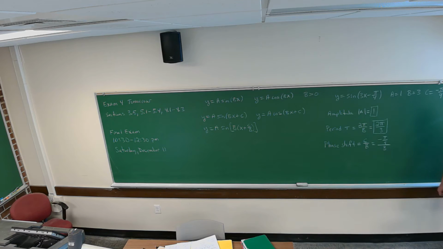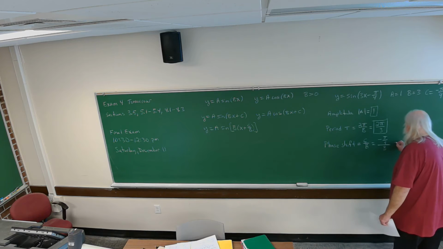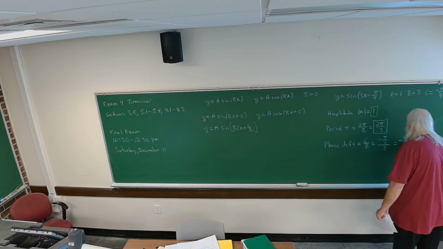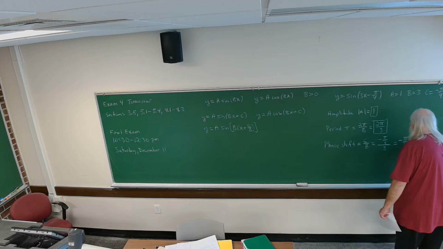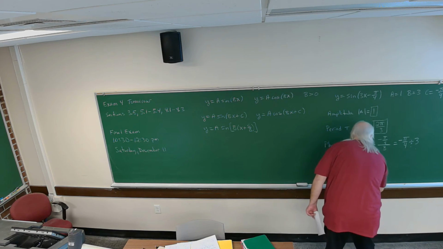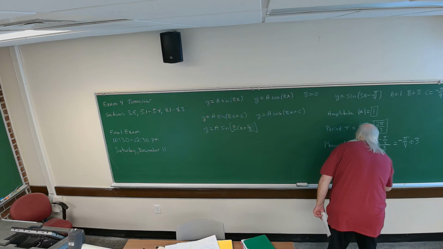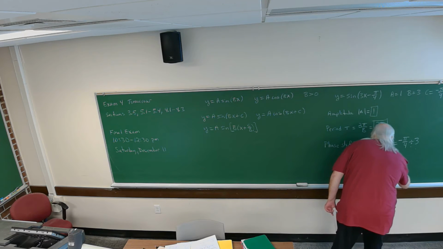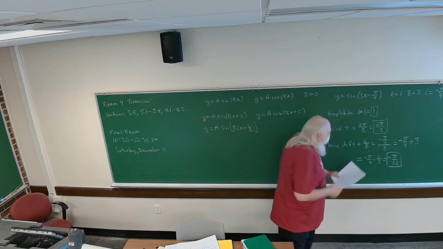And now you got to do your favorite activity. You got to do division with fractions, right? And so this is equal to minus pi over 4 divided by 3. And what do we do when we divide with fractions? Keep, switch, flip. And so we have minus pi over 4 times 1/3 is equal to minus pi over 12.